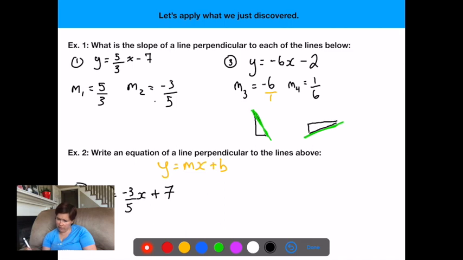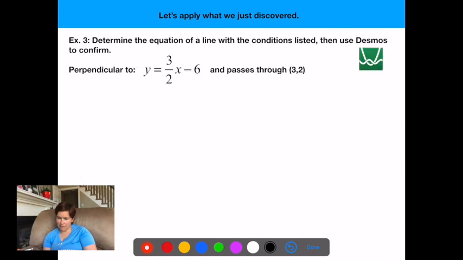For line 4, now my slope is 1/6 x. Again, whatever I want for my y-intercept. Let's say negative 376, because I like that number. It's a good number. Deal with it. Alrighty, moving on. Last example today.